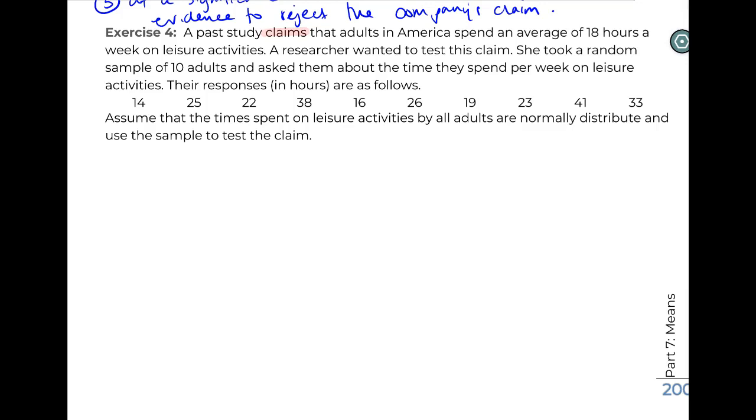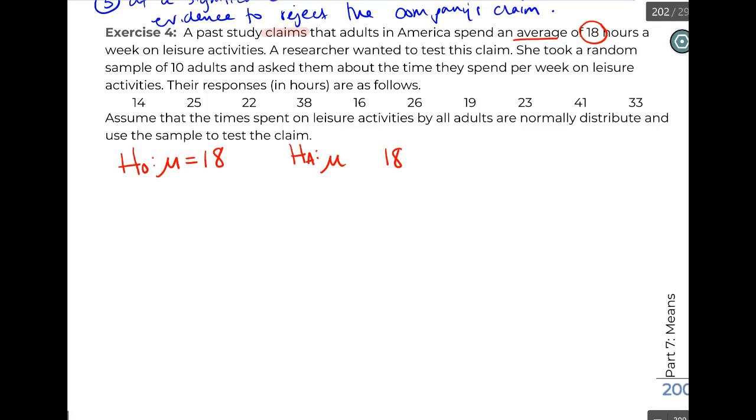We see claim, and then we have a claimed average. So this is going to be the mu that goes into our hypotheses. We could even already start writing that in. So they claimed it was 18. And we know our alternative is still going to have to do with mu, still going to have to do with 18, but we're going to look for a direction.